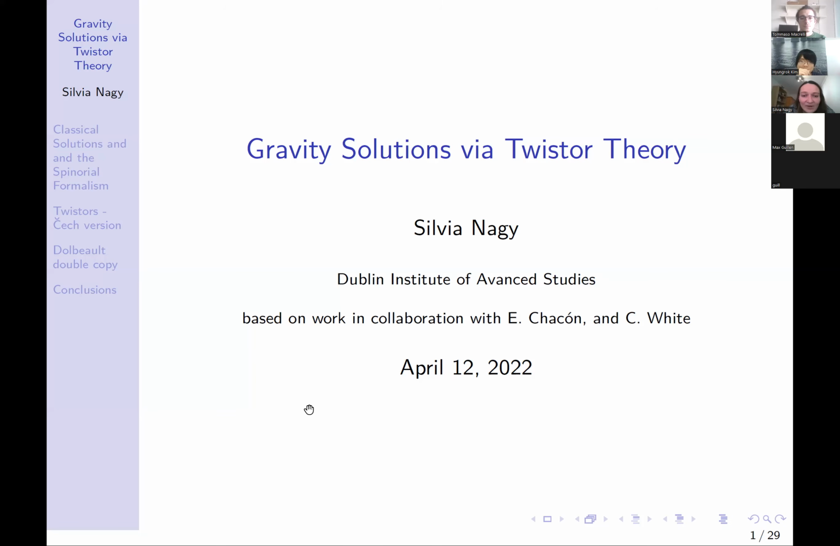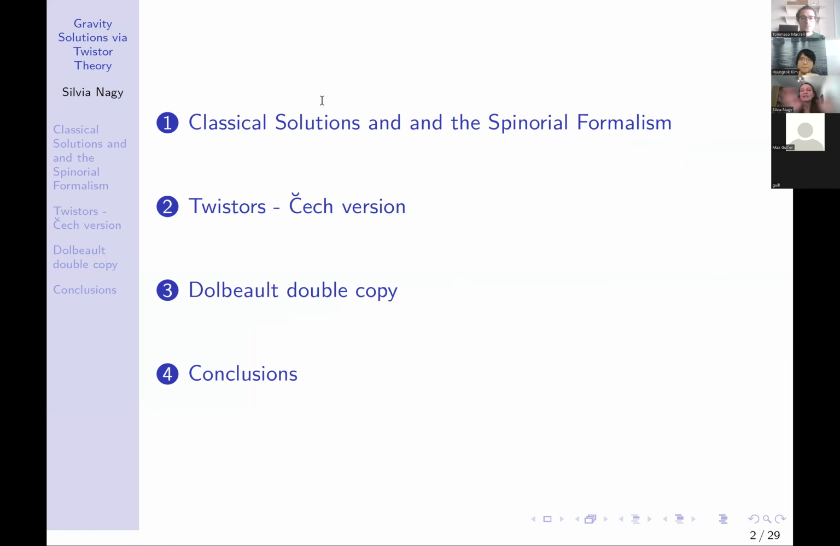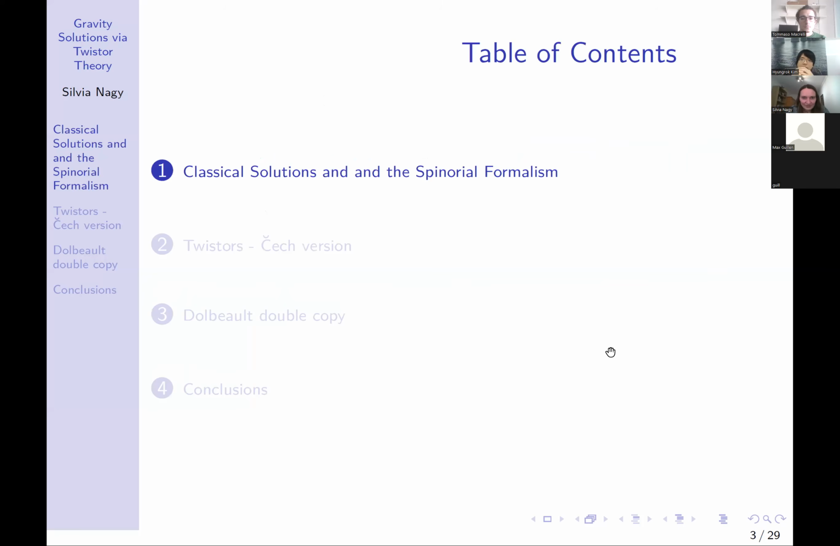Okay, so today I want to tell you about some work in a couple of papers from last year with Eric Chacon and Chris White. Roughly speaking, it's about the connection between classical solutions in gravity and Twistor theory. We have two different formulations of this that I will go over. So let me just start with the setup first.